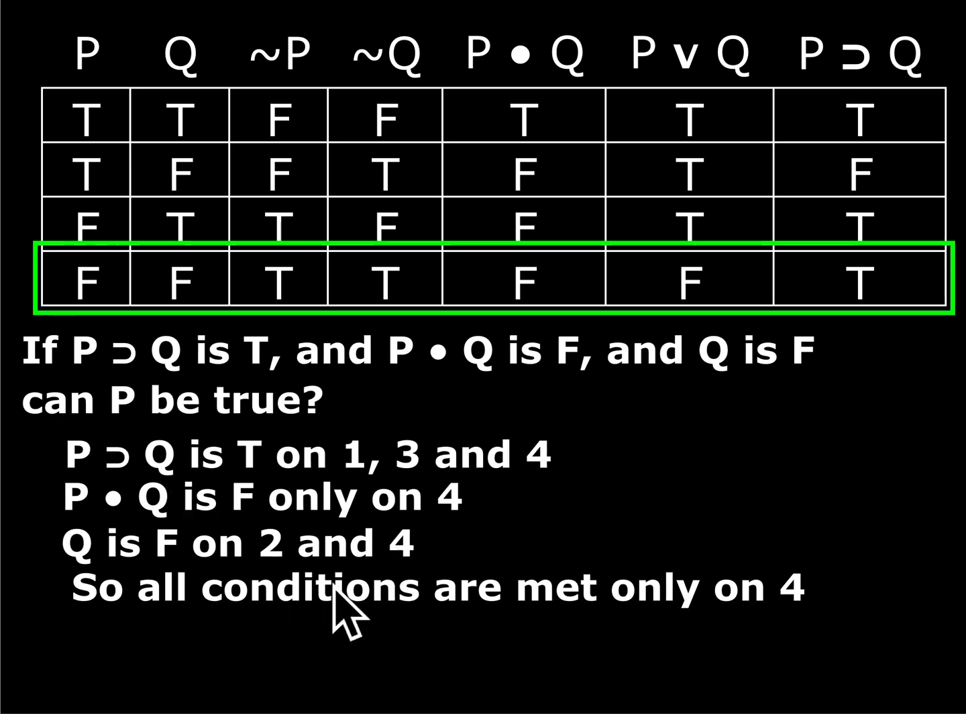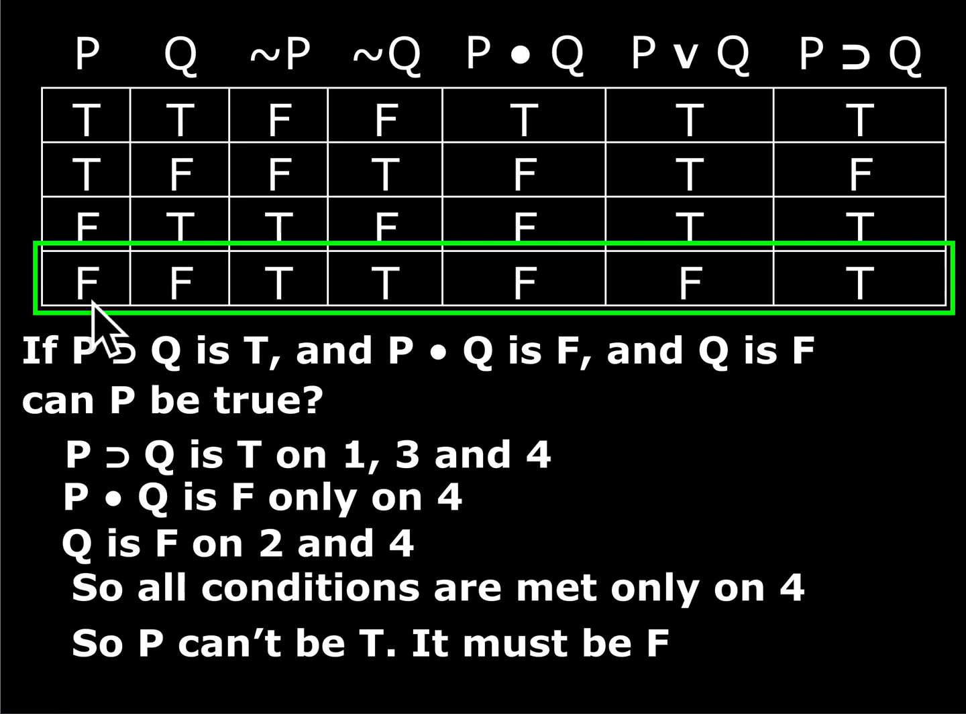All the conditions are met only on row 4, so I'm going to put a green square around that one. And then the question was, can P be true? Well, now we just look and see. Here's P. No, it can't be. P has to be false. When all those conditions are met, the only option for P left is to be false.